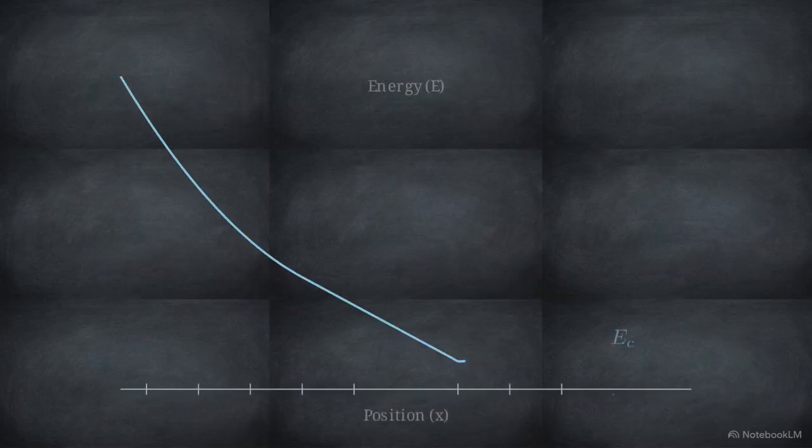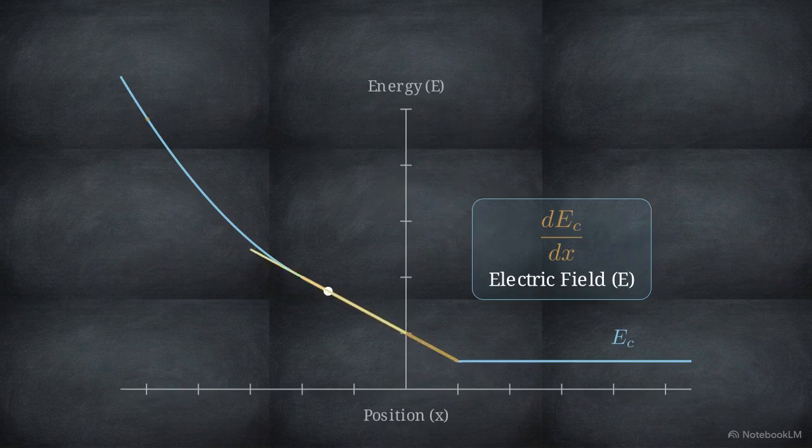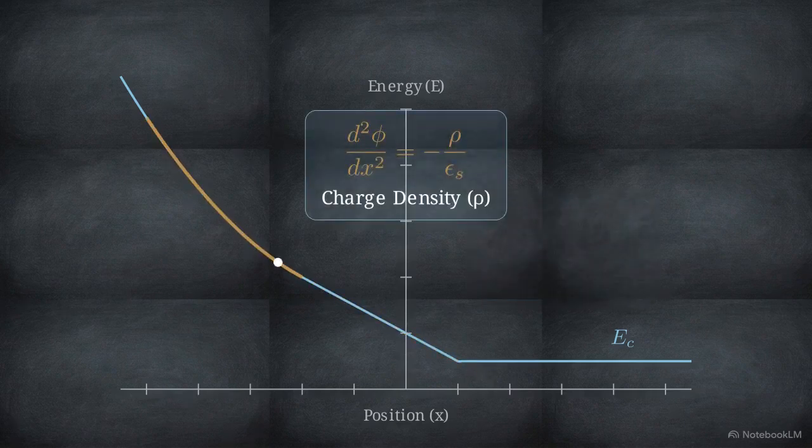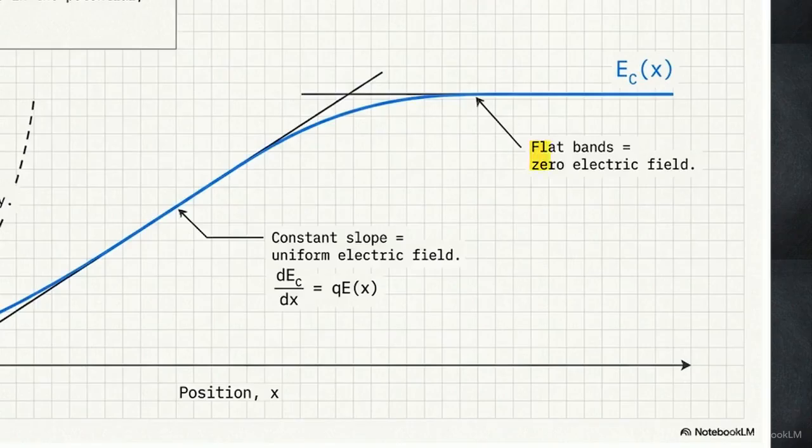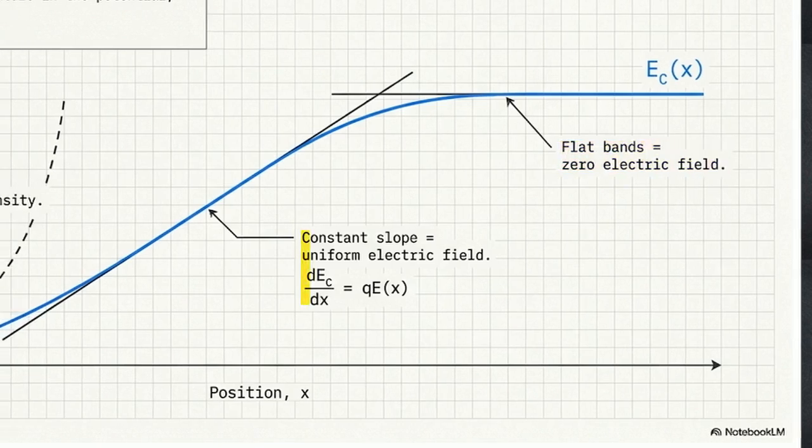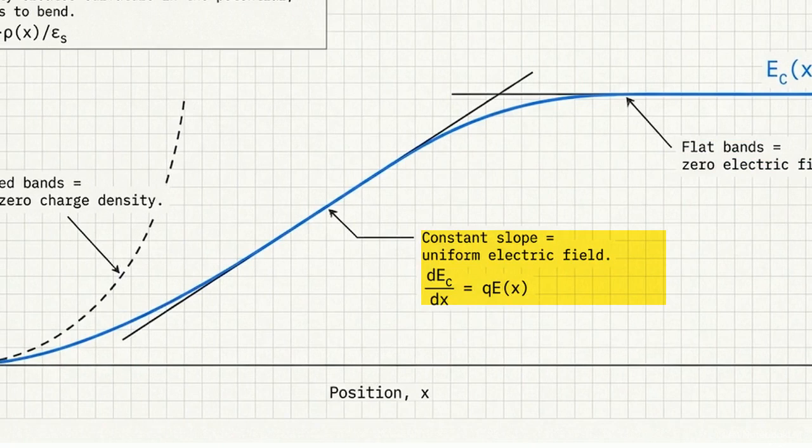Mathematical decoding allows us to extract precise physical data from the specific geometry of these curves. Flat horizontal bands indicate a region with zero electric field. The first derivative of the energy band, its slope, reveals the strength of the electric field. A constant geometric slope indicates a uniform electric field.